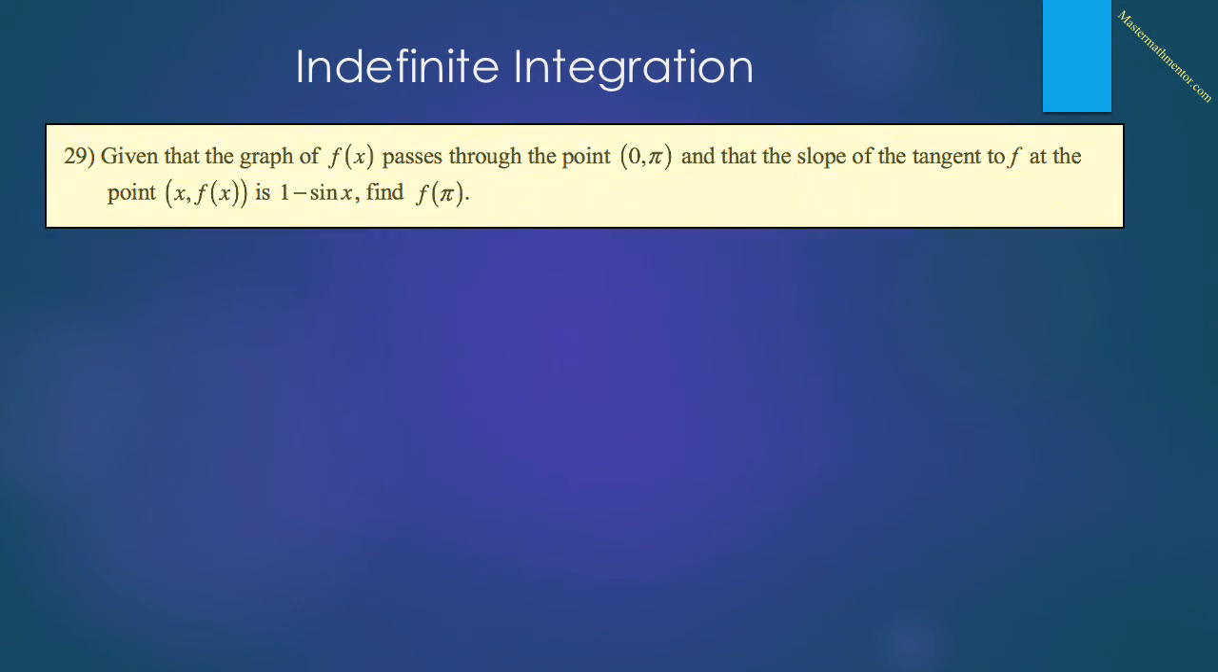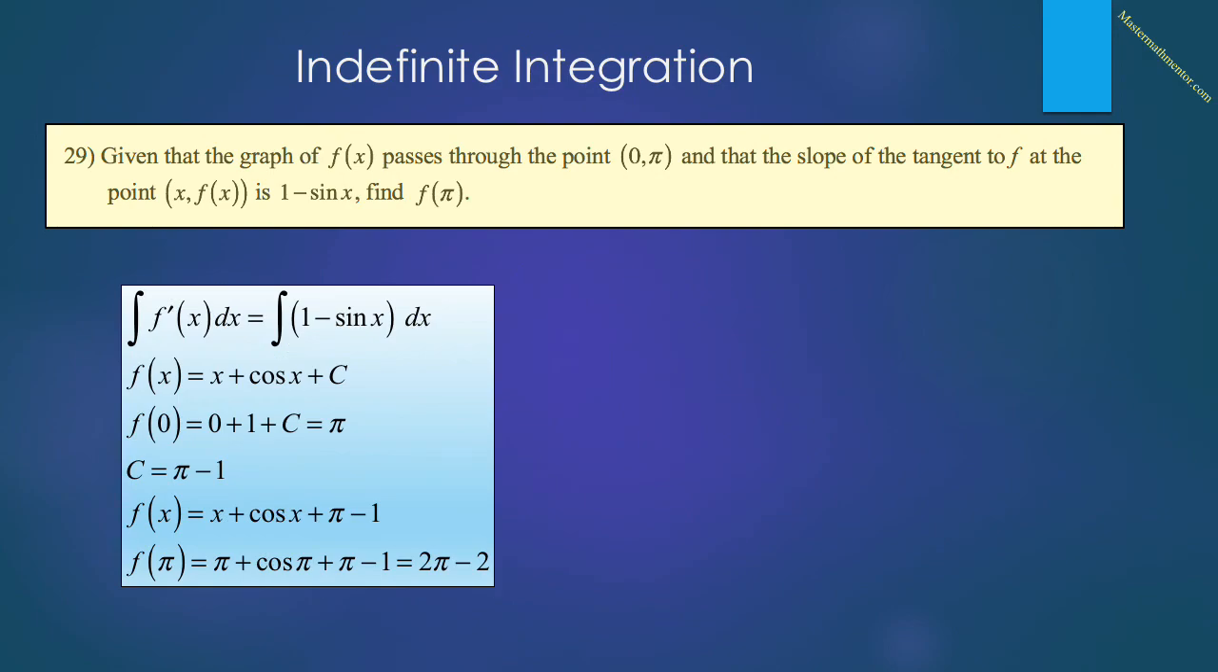Number 29 reads, given that the graph of f of x passes through the point 0, pi, and that the slope of the tangent line to f at the point x, f of x is 1 minus sine x, find f of pi. Students should realize that this is the same situation that they saw on the last slide, where you were given a number of differential equations to solve.